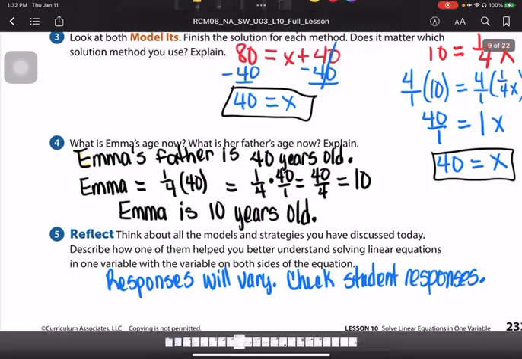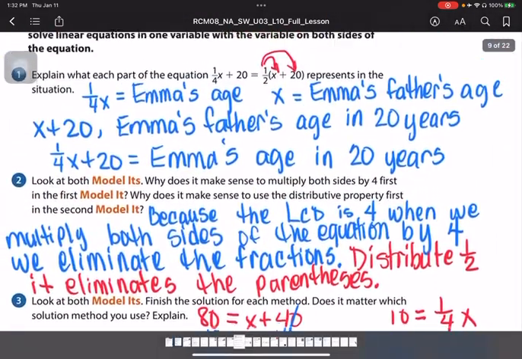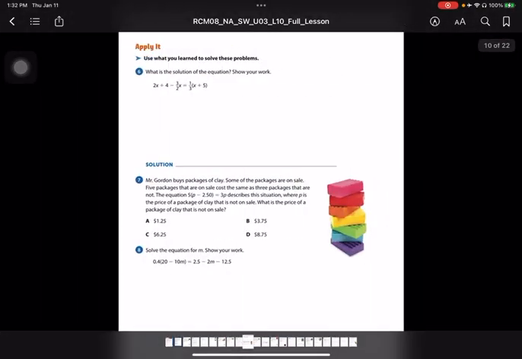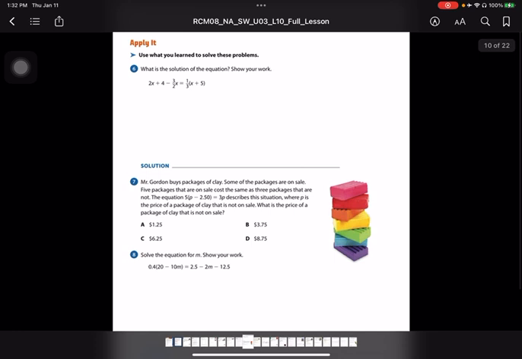All right. So I want you now to go to the next page. And it says apply it. I actually want you to do number 6, 7, and 8 right now on your own. If you have more class time left, go ahead and do 6, 7, and 8 in class, and then pause the video and come back and we'll check your work.